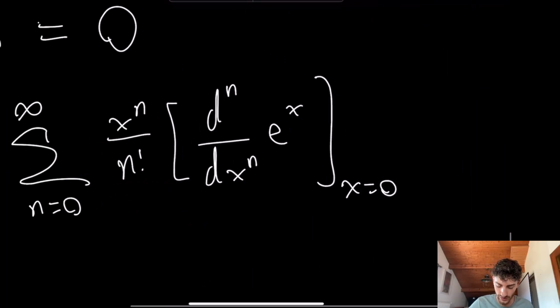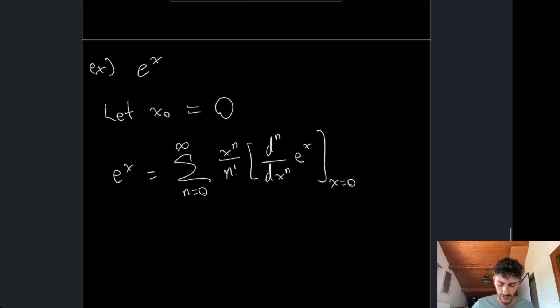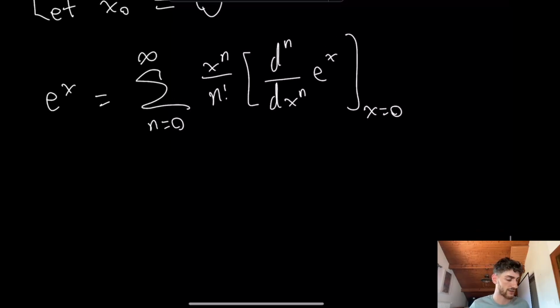Another way to write it would be like this. You take the nth derivative and then substitute x equals x naught, which is 0 in this case. So that's the formula written out with, instead of f at x, we're putting in e to the x.